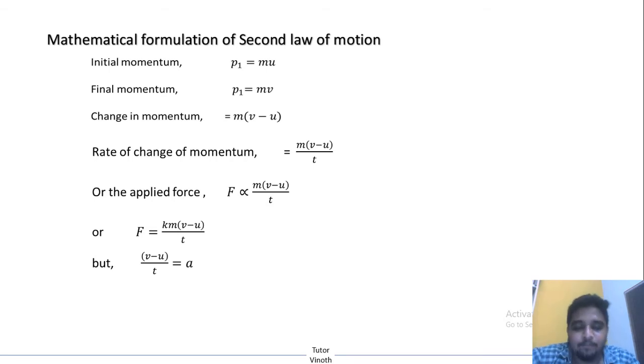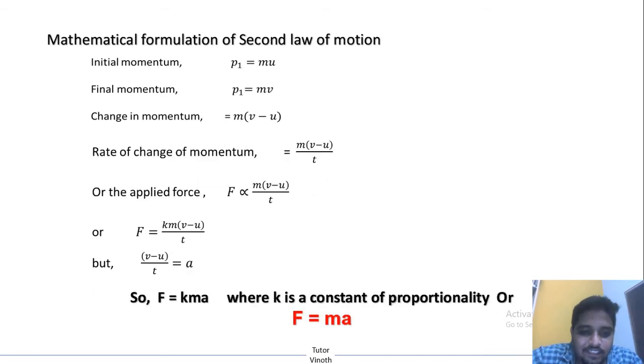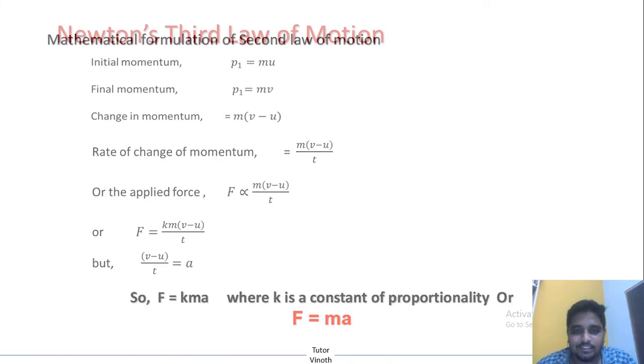T means time. Or the applied force F is directly proportional to the change in momentum divided by time. Got it? Then F is equal to k into m into a. K is the constant of proportionality. Then when we remove that constant k, we get F equals ma. So F is directly proportional to mass and acceleration.